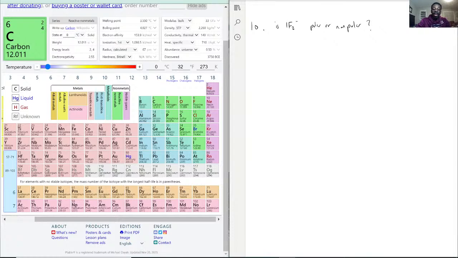for iodine and fluorine here. We can do it two ways. We can just see where it is on the periodic table. They're both halogens, so they would have 7 each. Or we can also do the electron configuration, which I've been doing for pretty much every question that I could.